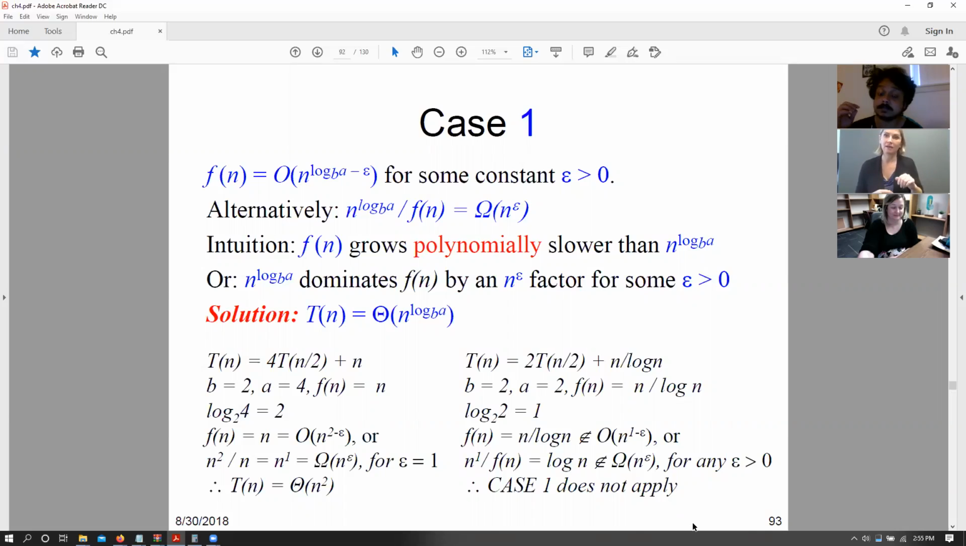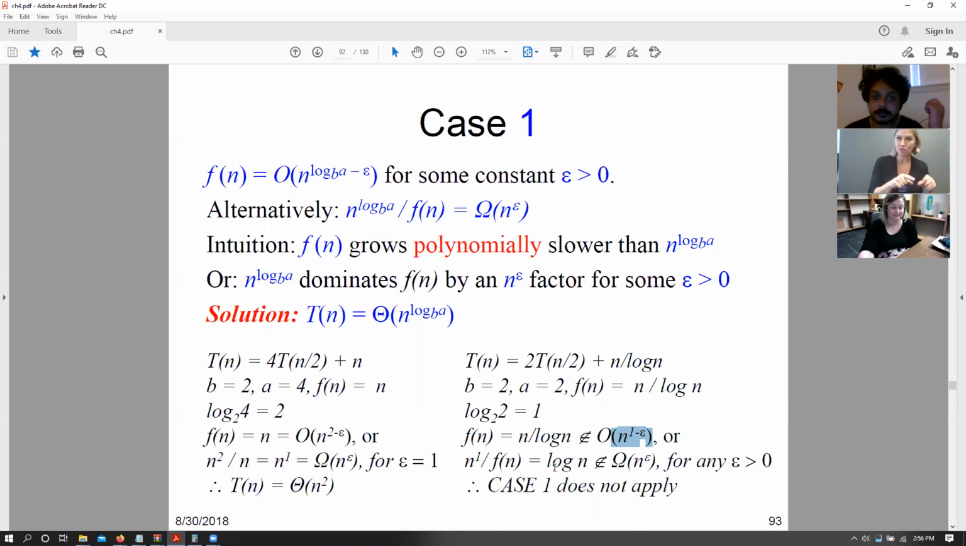Okay, so n will dominate it, but for this particular case, f of n has to equal big O of this particular number, and basically that means that we need to equate it to this particular equation.